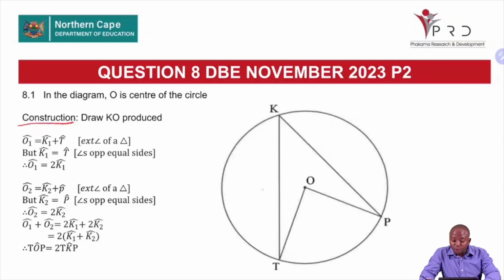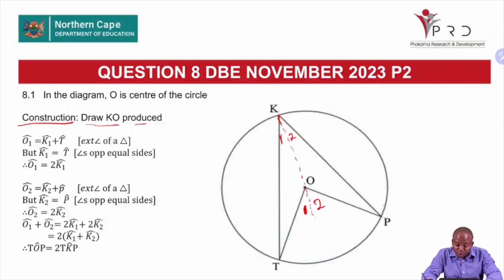So the construction will help us to have the 2 triangles that we need to work with. We're going to draw KO and produce it, such that this side is O1, this side is O2, and this one is K1, and this one is K2. That is the construction that we made. Why did we make that construction? It is for us to be able to prove that TOP is equal to 2 times TKP.